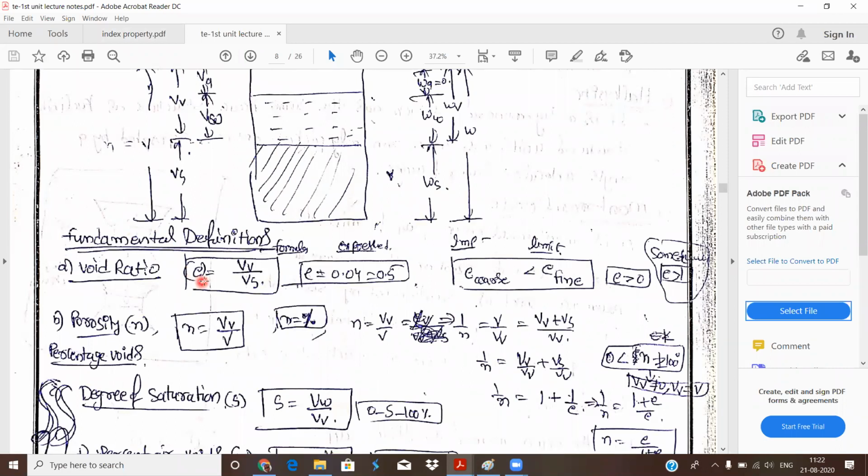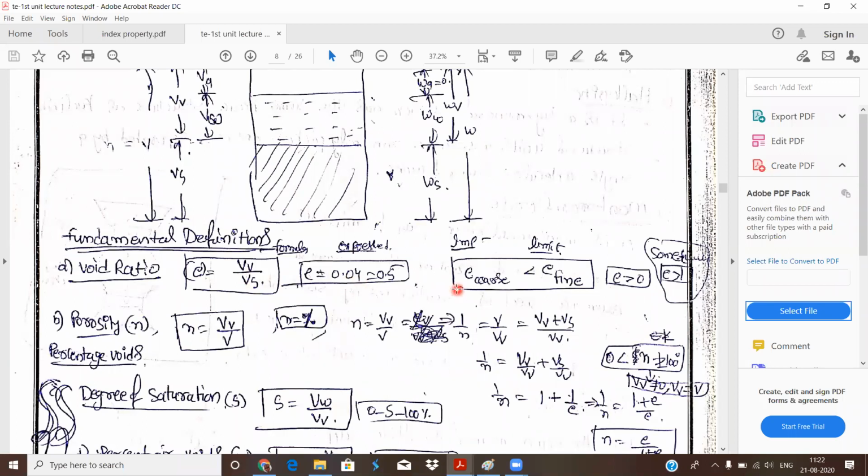The void ratio is the volume of voids to the volume of solids. Because void ratio means how many voids are available in the given soil. It can be defined as the ratio of volume of voids to the volume of solids. Generally it is represented in decimals, like 0.04 or 0.5.